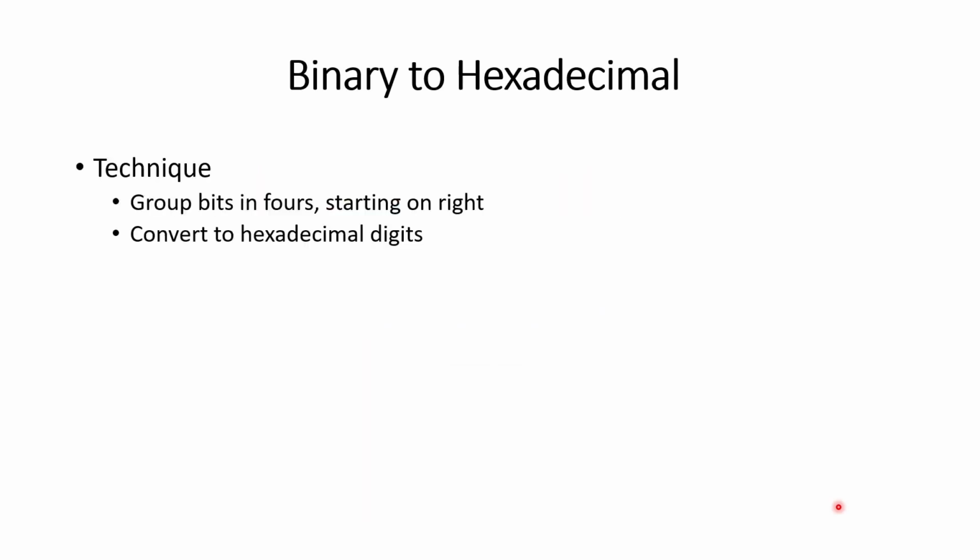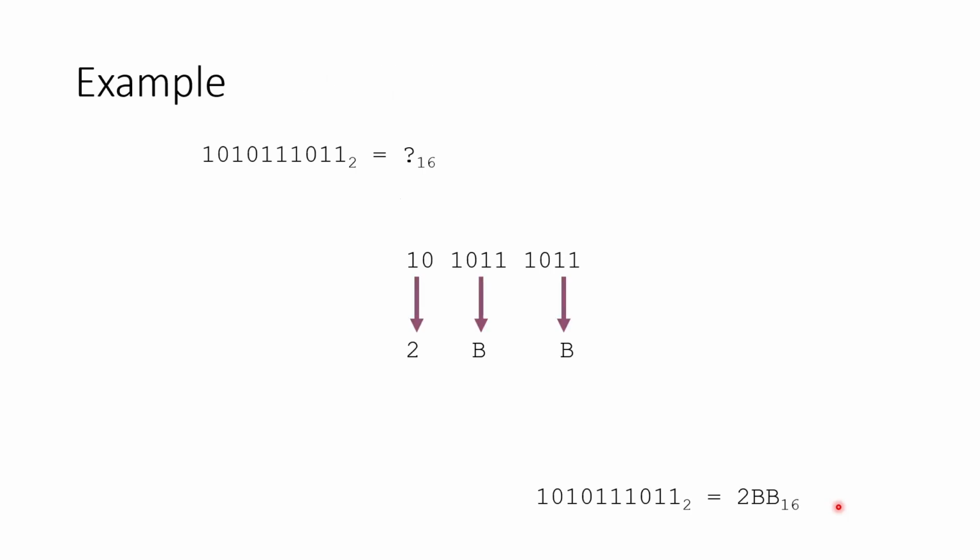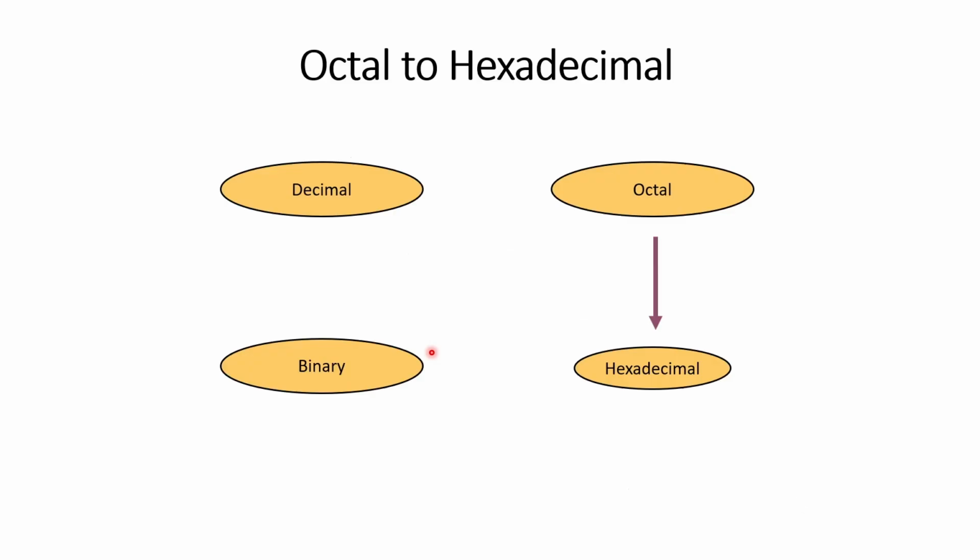Now we're going to see binary to hexadecimal. So group bits in fours starting on the right and convert to hexadecimal digits. So what is that? You have this binary number and you have to convert it to hexadecimal. So you have to divide it, and each part will have 4 bits. So 1101 is equal to B. Why? Because 1101 is equal to 13... and 1011 is equal to 11, that means it is equal to B, and 10 is equal to 2. So the answer is 2BB.